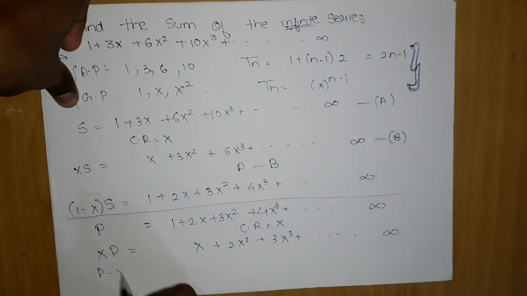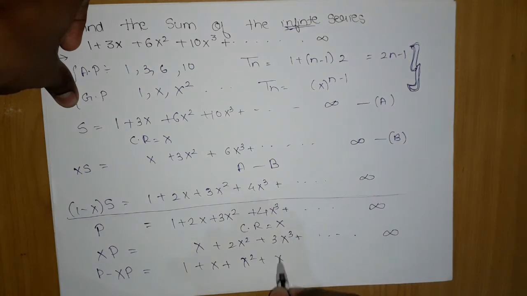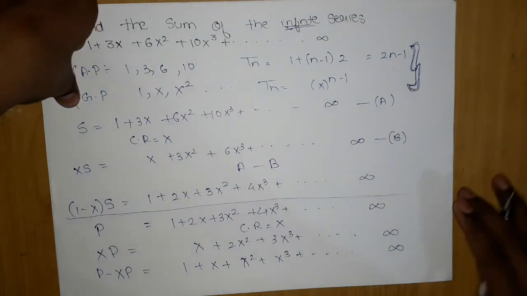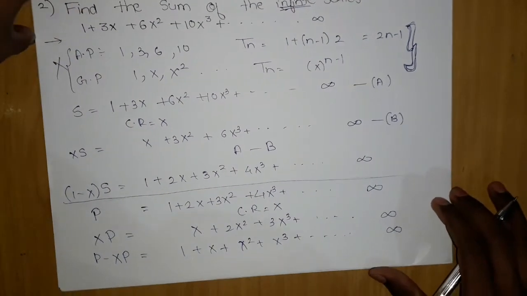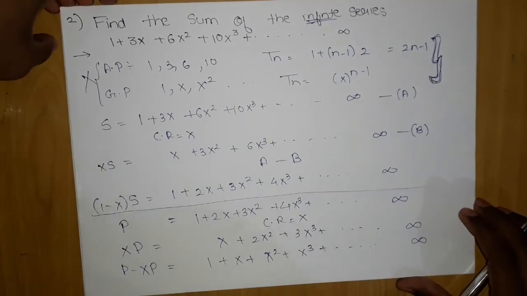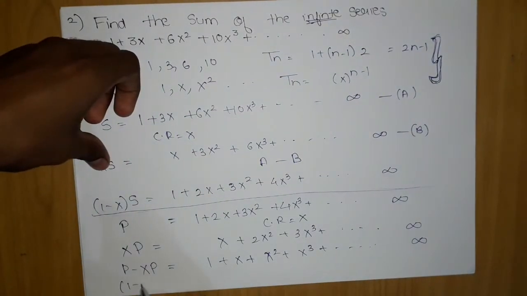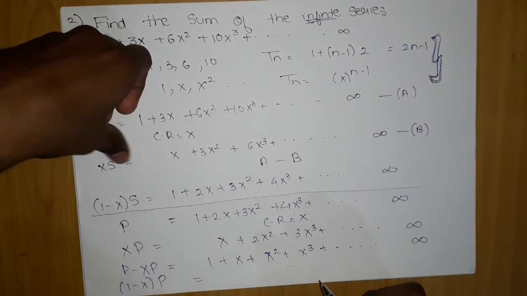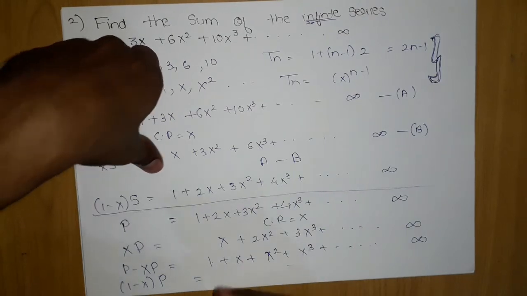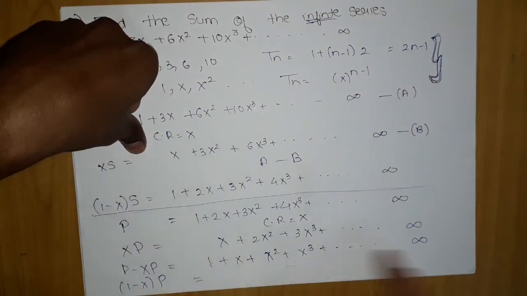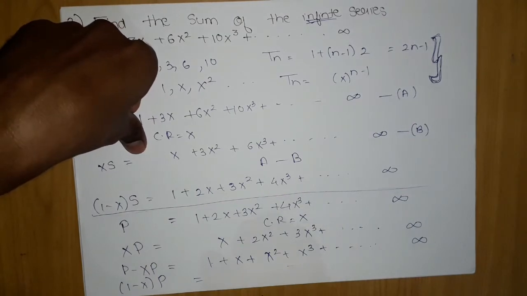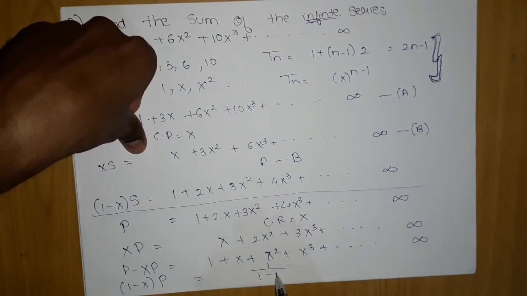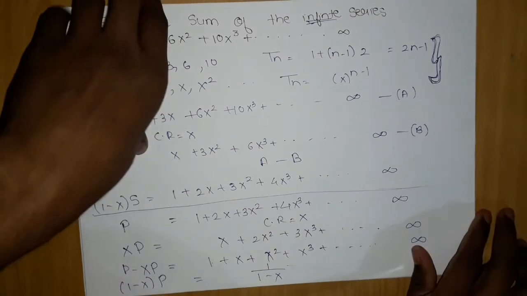What I'm left with: p minus xp is nothing but 1 plus x plus x square plus x cube, and so on till infinity. Now what we can do is a very simple thing. We get p out of this as (1 minus x) into p. This is nothing but an infinite term GP. The first term is 1. You can do it using x common, but don't, because in the sum of infinite terms you can directly do it from the start: 1 upon 1 minus x. We got this. Now let's move on to the next page.